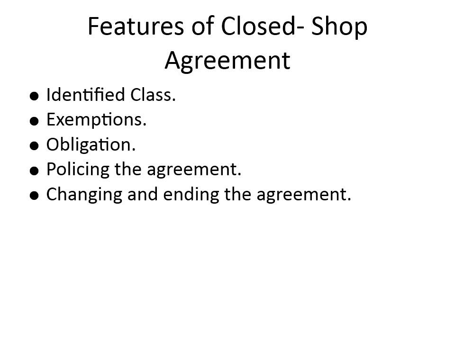Now, in the earlier slide, we understood the policy guidelines and union settlements. In this particular slide, we'll be studying the features of a closed shop agreement. Many of the main features of a closed shop agreement will have become apparent, but it may be useful to summarize the points that will need to be considered in drafting the union closed shop agreement. These points are: class, exemptions, obligation, policing the agreement, and changing and ending the agreement. We will understand each one of them in detail now.